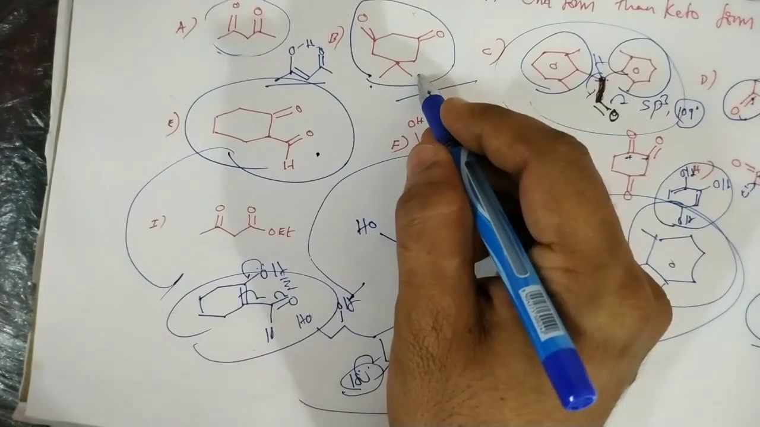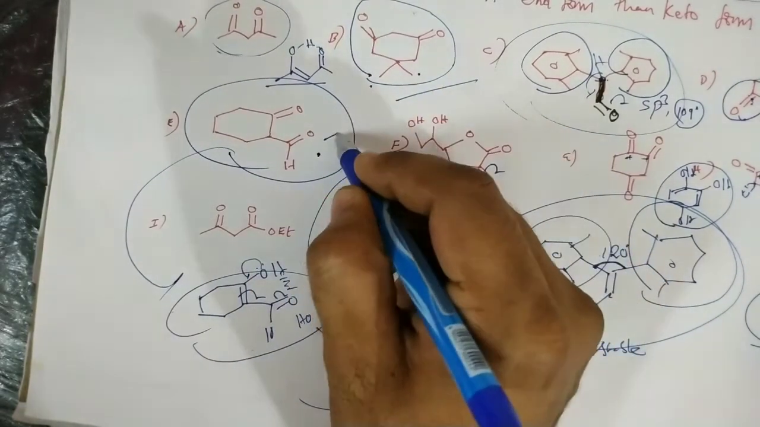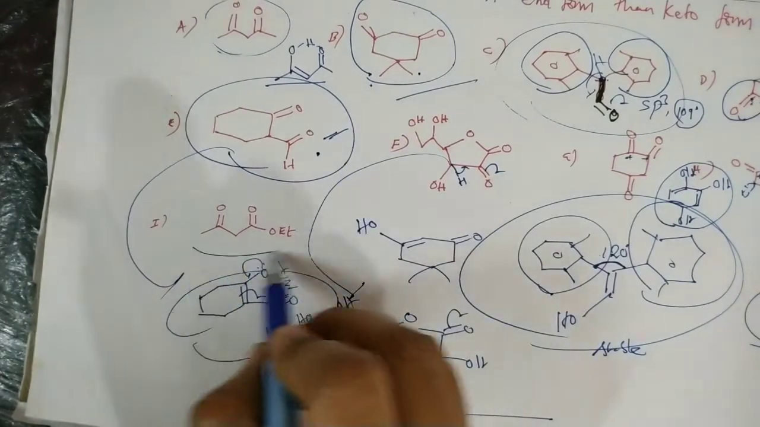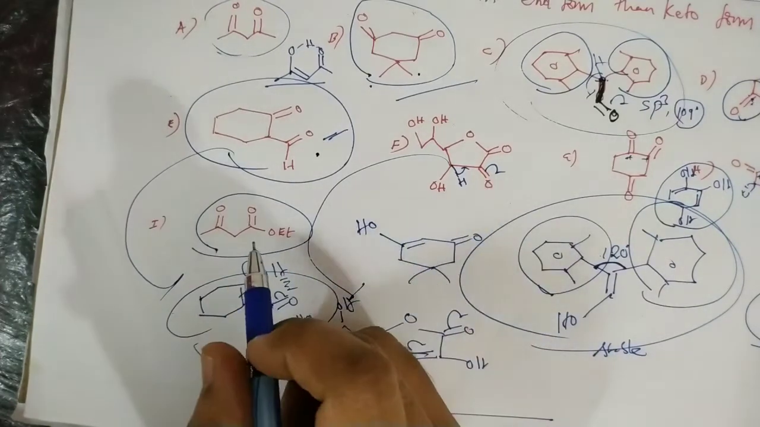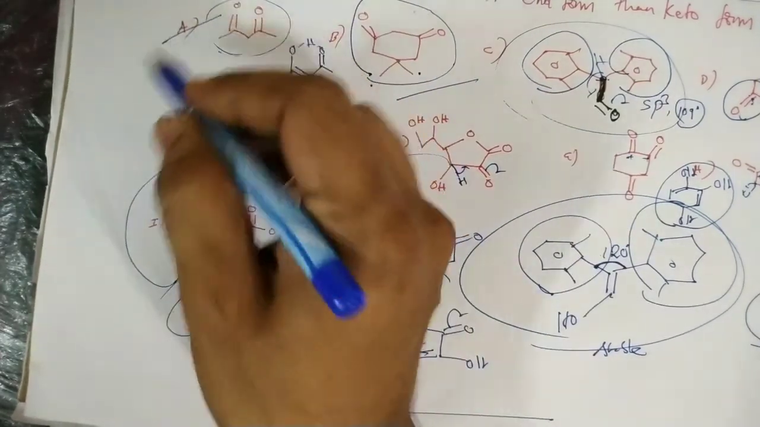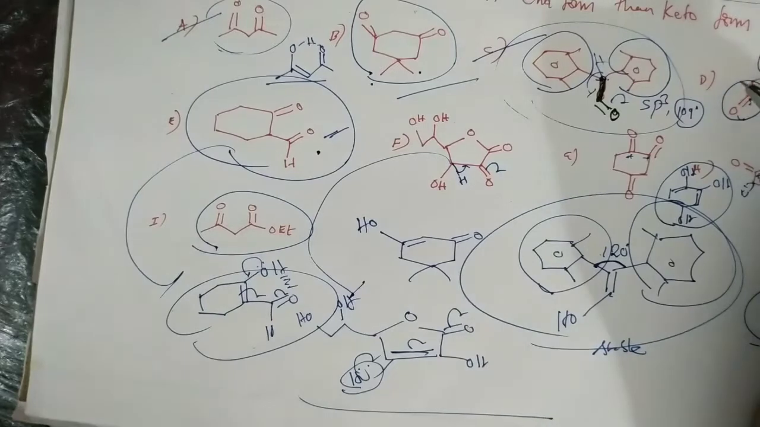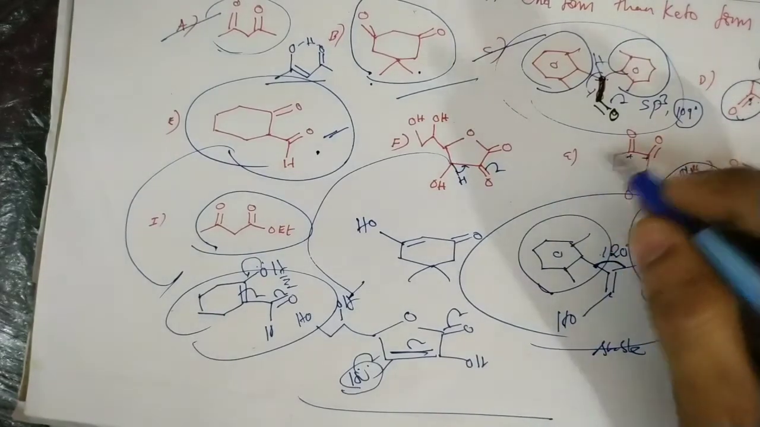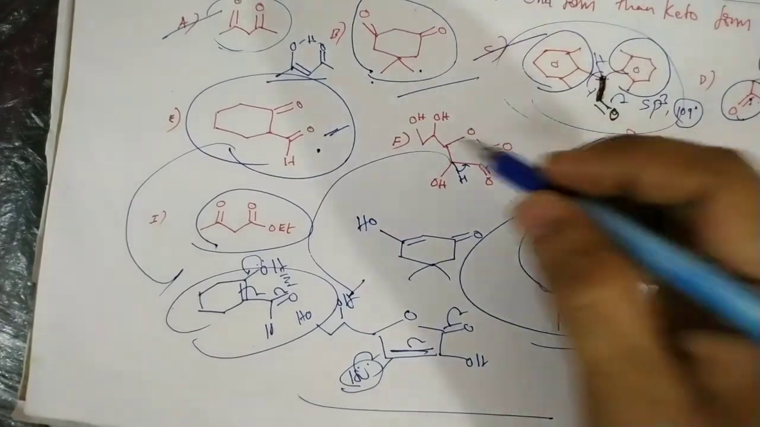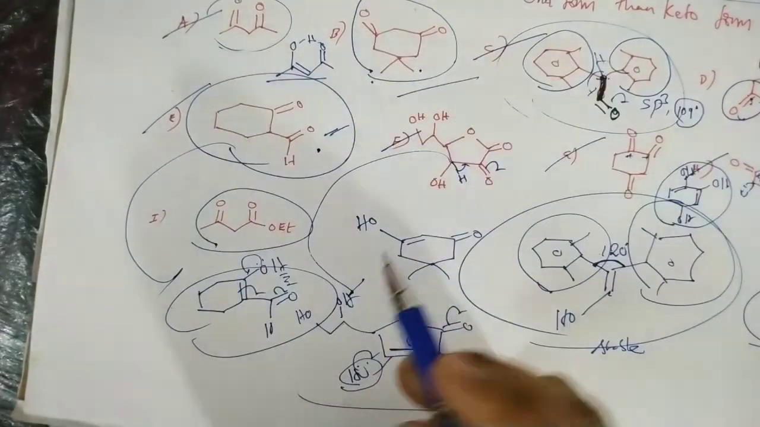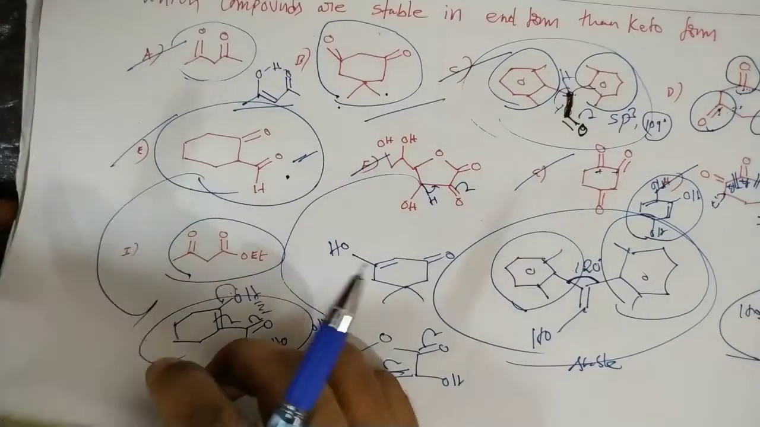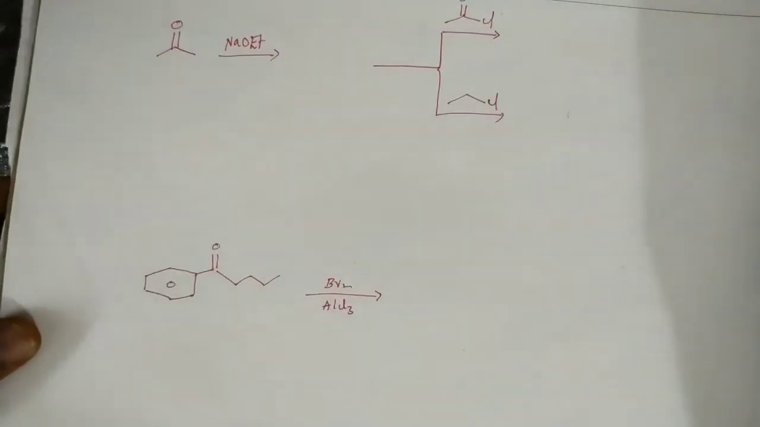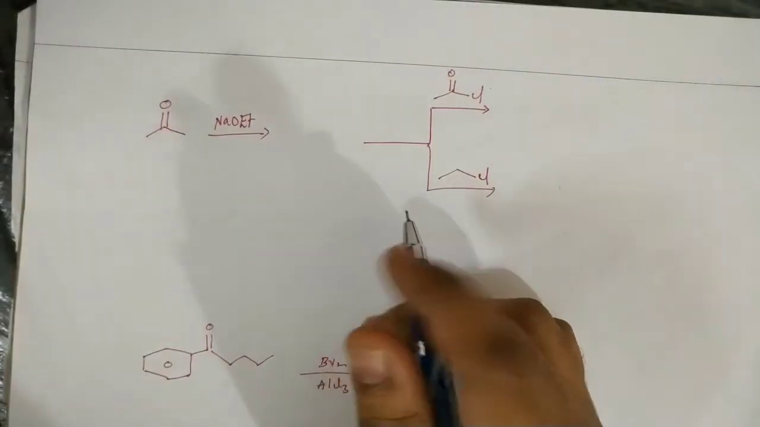This compound has no stable enol form, but this compound has a stable enol form. And you know that the ester has a lower percentage of the enol form. So finally, A and C, and H, G, F, E, all these have a stable enol form. Okay, that's it. Next, one more question.